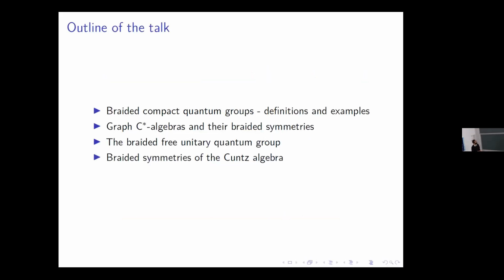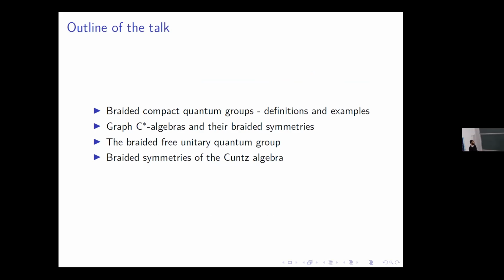So this is the outline of the talk. I'll first define and give some examples of what these braided compact quantum groups are, and then we'll recall some basic definitions regarding them and recall the definition of a graph C-star algebra and what we mean by braided symmetries of these graph C-star algebras.